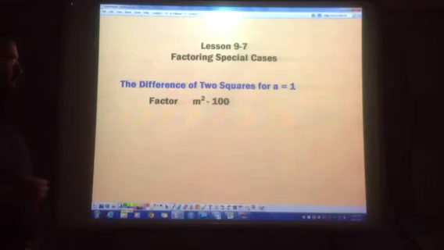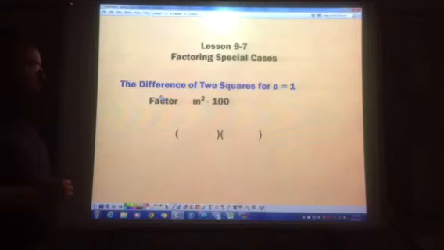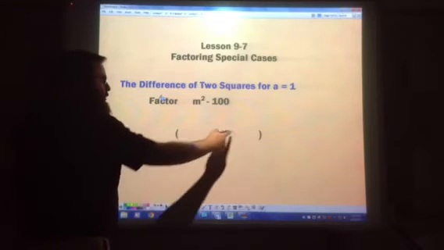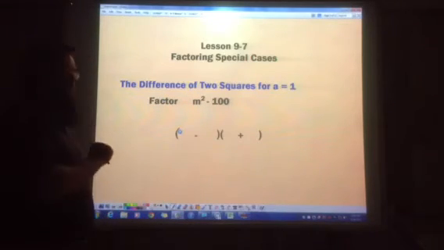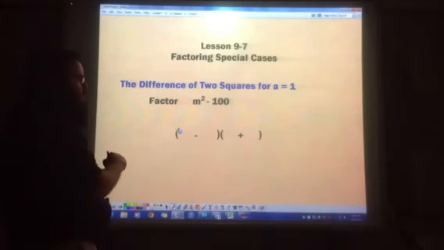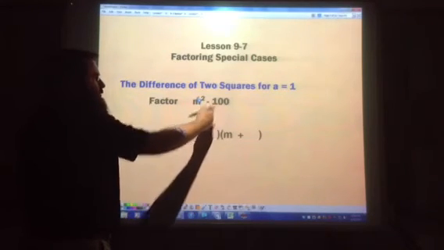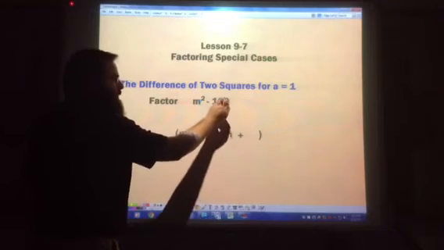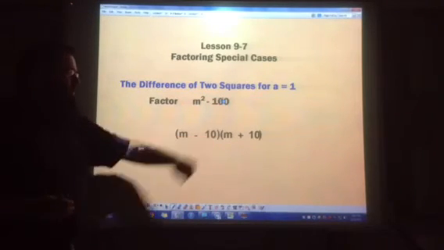M squared minus 100. Want to factor into two binomials? What's true about the two signs if there's no middle term here? That one's going to be positive, one's going to be negative. M squared, that's m times m, 100. That'll be 10 times 10. And that's it. That's all you have to do on those to get your binomials.